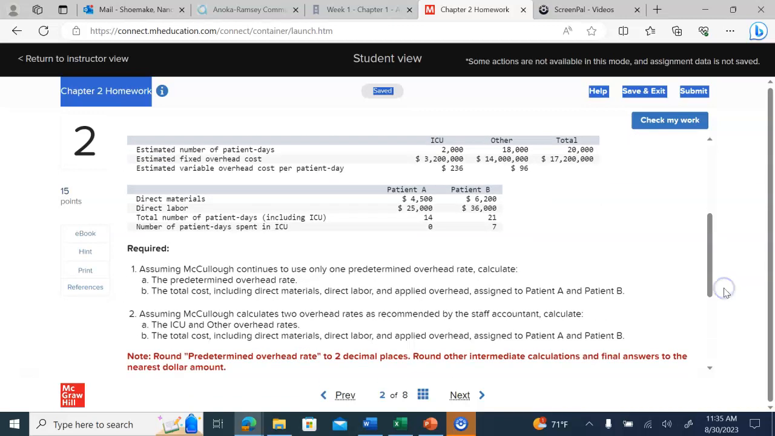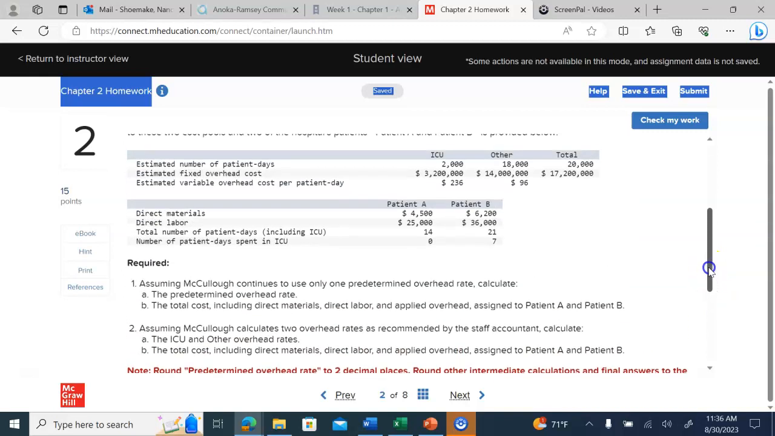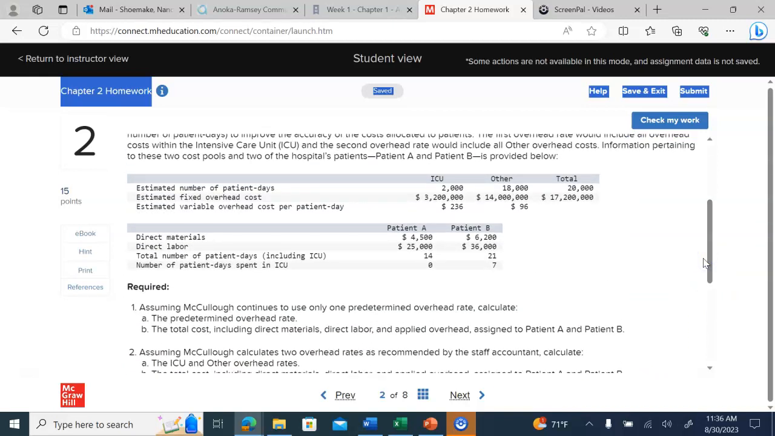Assuming McCullough continues to use only one predetermined overhead rate, then we're going to calculate the predetermined overhead rate. So if we only use one predetermined overhead rate, what are we going to do it on? The total. The 17,200,000 divided by the 20,000 hours would be how much?